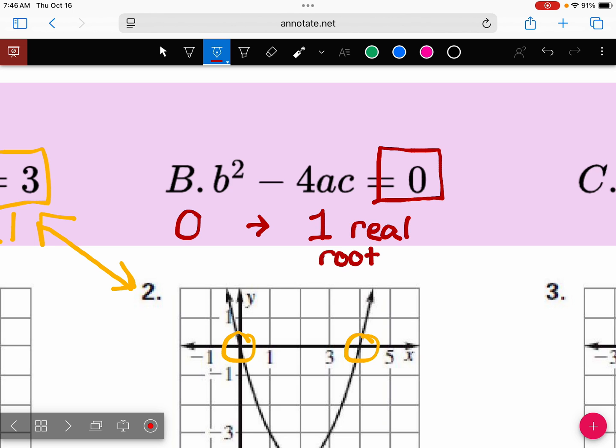Do we see a graph here that has 1 real solution? Where would our root be? Remember, root, solution, zeros, x-intercepts. Which graph has 1 x-intercept? This guy doesn't touch the x-axis at all. It's a little bit low. This guy only touches 1 time.